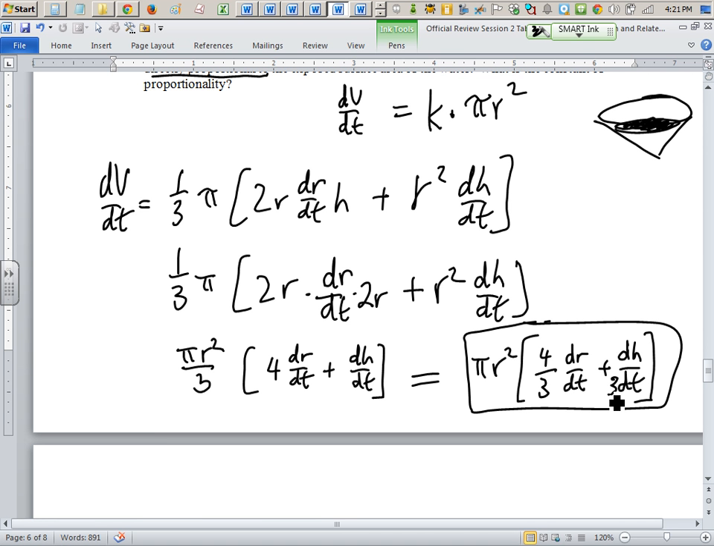I think you could do this. I really do. You guys can get 9 points on that problem. I know you can. Especially if this is sort of worst case scenario for related rates.